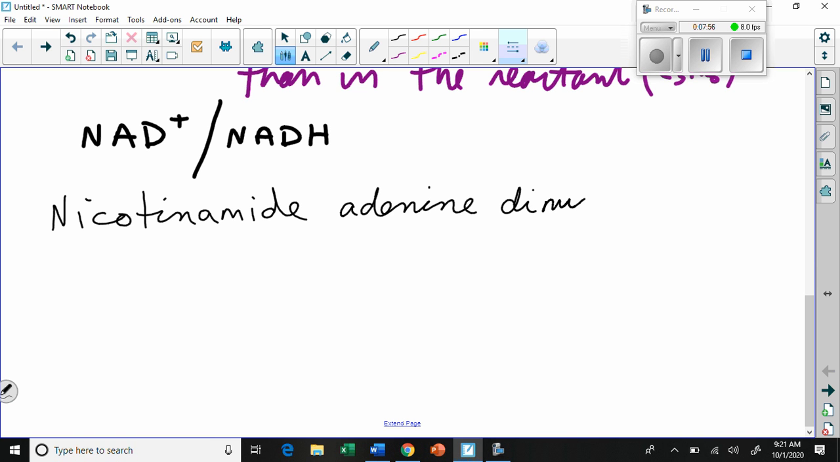Remember what a nucleotide is? It's a phosphate, a sugar, a ribose sugar, and a nitrogenous base. So a dinucleotide would have two nucleotides stuck together, and that's what NAD is. And he's quite large. So to draw him, we're going to have to jump down here. Got his name down? Nicotinamide adenine dinucleotide, NAD.